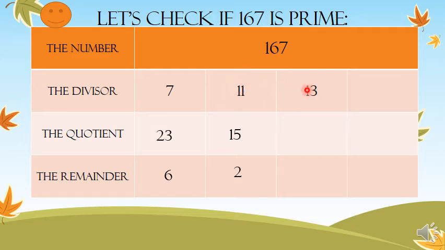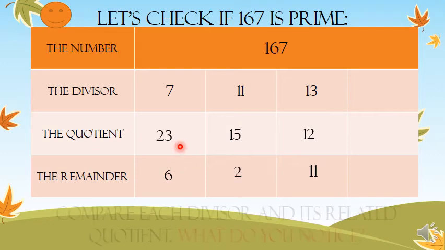I continue to the next prime number, which is 13. Don't forget, I'm here to know if 167 is prime or not. If it is divisible by 2, 3, 5, 7, 11, or 13, then it's not prime. Okay, so I continue dividing because till now there are remainders. 167 divided by 13, the quotient is 12 and the remainder is 11. So it's not divisible by 13.